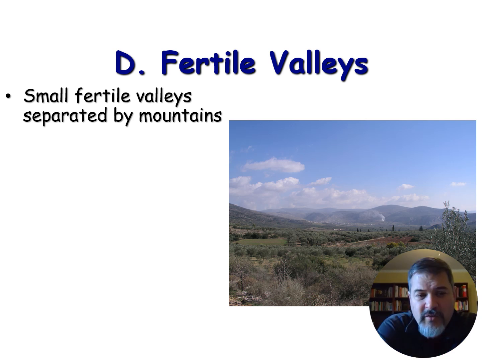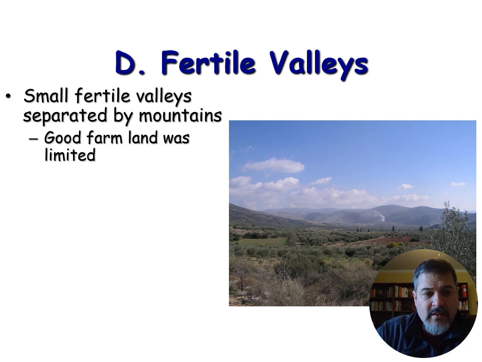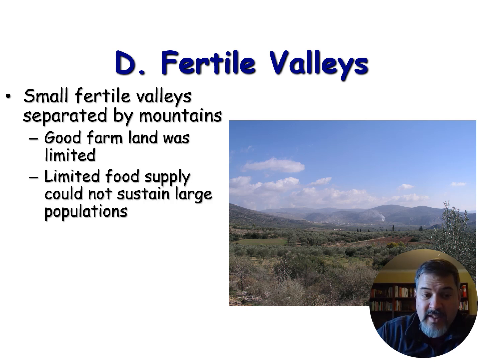They had small, fertile valleys separated by mountains. So just like in Mesopotamia, just like in Canaan, just like with the Indus, you're going to have city-states. You're going to have a relatively large city, usually surrounded by walls, but you're going to have the surrounding farmlands. Each of these areas are going to have their own farmland, but the population for ancient Greece was not very big. They didn't have as much farmland as Egypt and Mesopotamia. It was good for farming, but it was limited. Limited food supply could not sustain a large population.